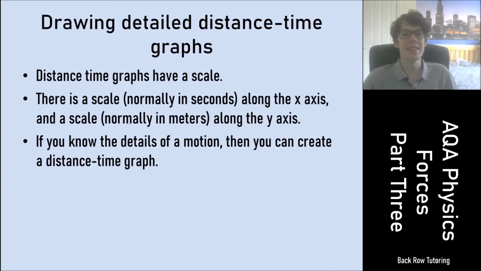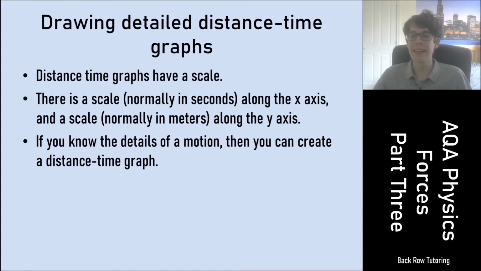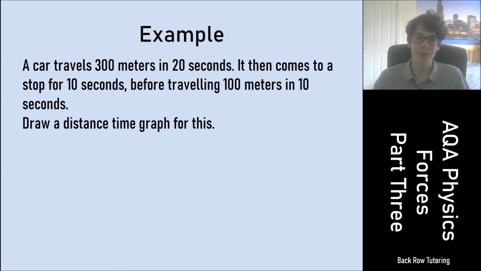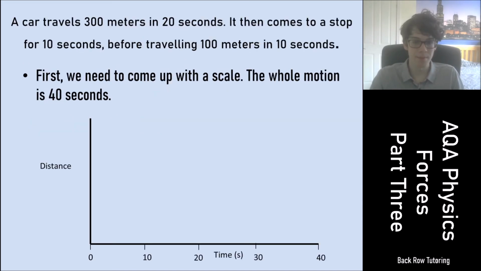Drawing detailed distance time graphs. When you are drawing detailed distance time graphs, you have to have a scale. There is a scale, normally in seconds, along the x-axis, and a scale, normally in metres, along the y-axis. If you know the details of a motion, then you can create a distance time graph. Let's look at an example. A car travels 300 metres in 20 seconds. It then comes to a stop for 10 seconds before travelling 100 metres in 10 seconds. Draw a distance time graph for this.